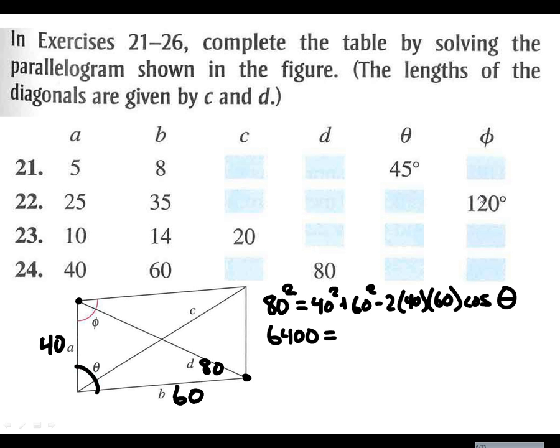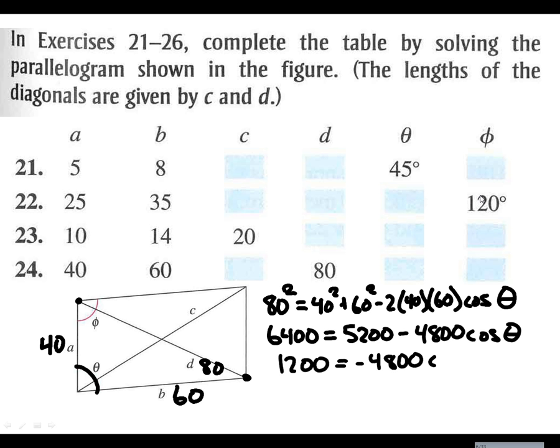40 squared plus 60 squared is 5,200 minus 2 times 40 times 60 is 4,800 cosine theta. And so let's subtract 5,200. And we get 1,200 equals negative 4,800 cosine theta.